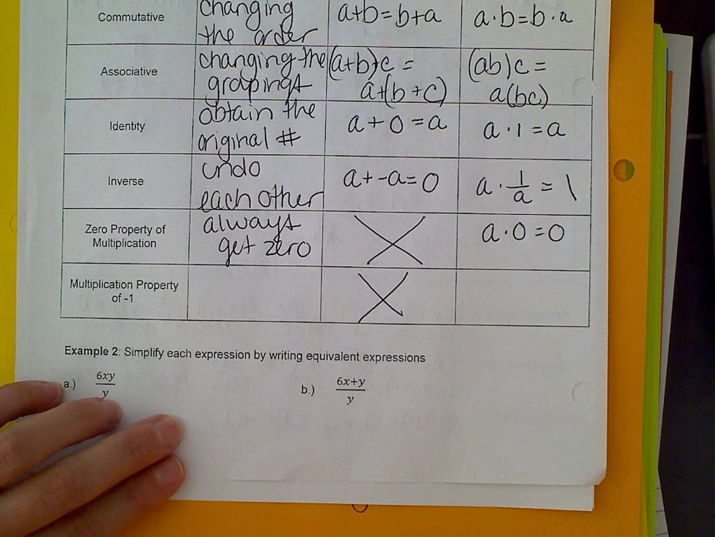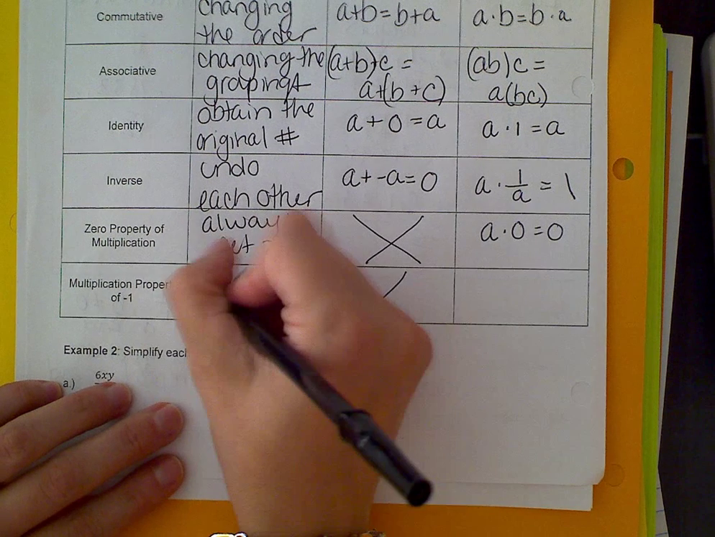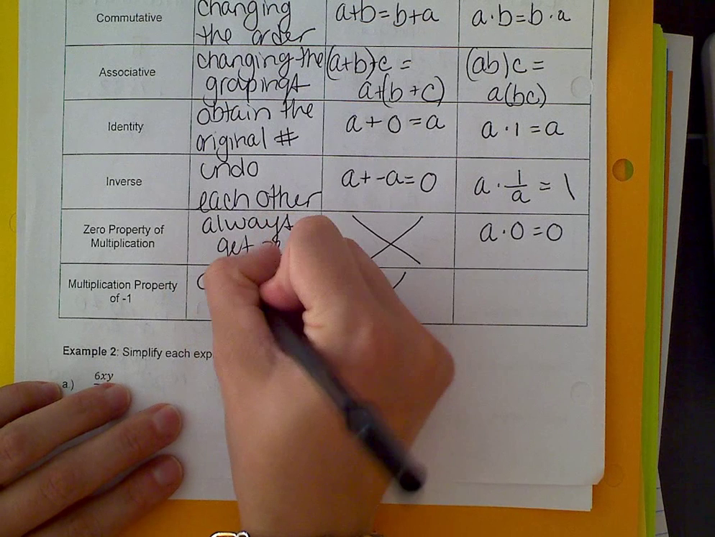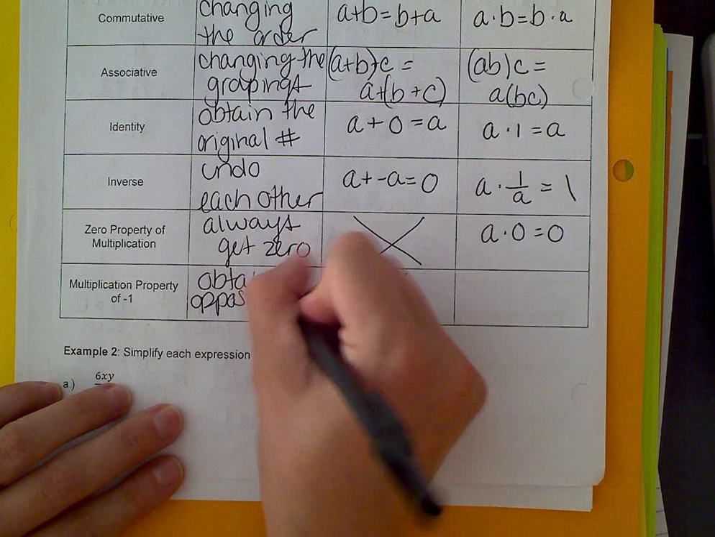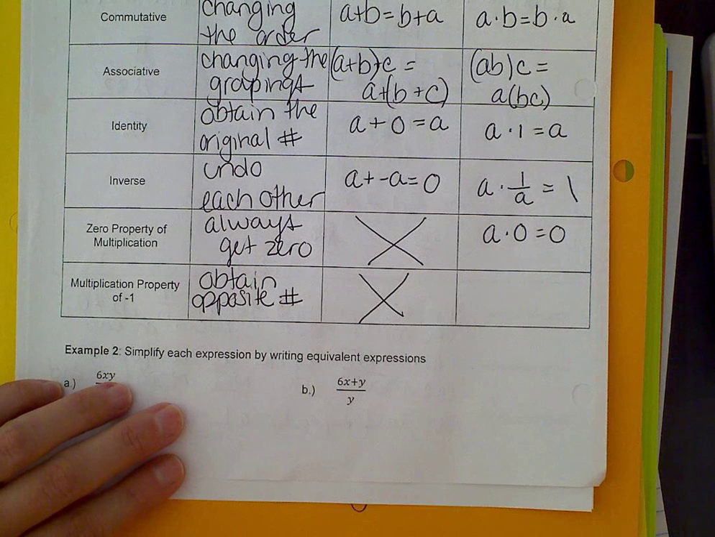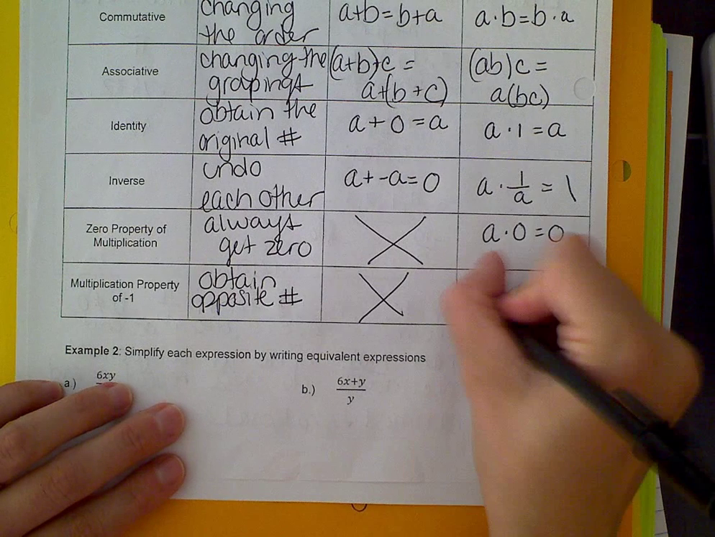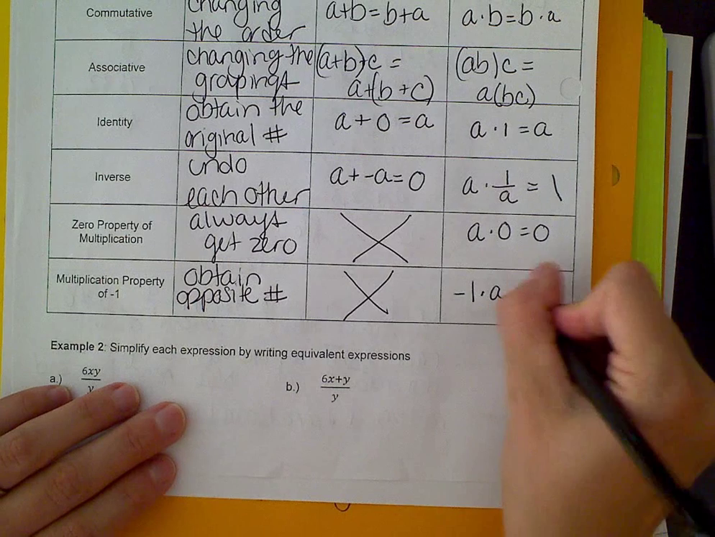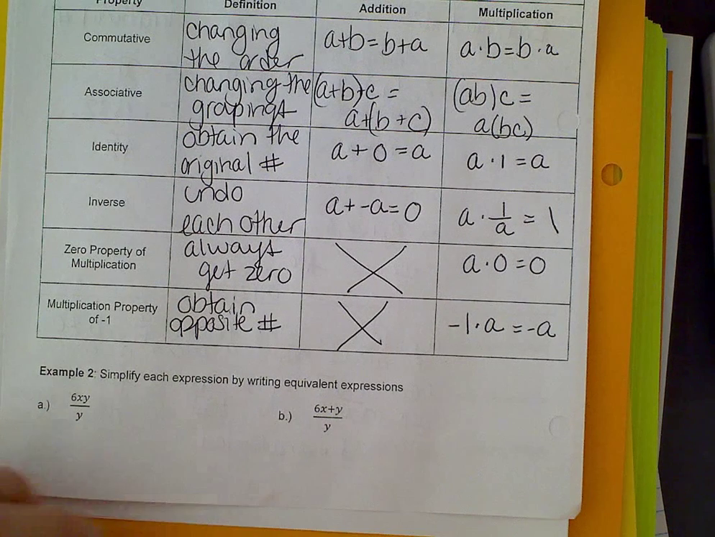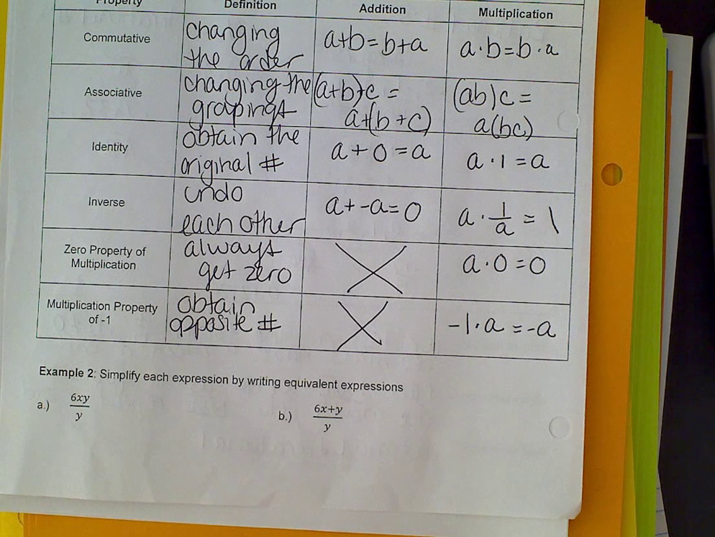Same thing here with negative 1. This gets you, you obtain the opposite number. So if you take negative 1, multiply that out with a number, you end up with the opposite of it. If I take negative 1, multiply it with 3, I end up with negative 3. If I take negative 1 and I multiply it with negative 5, I end up with positive 5. You get the opposite.